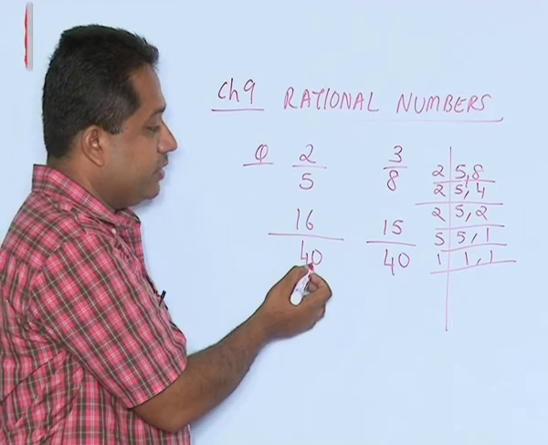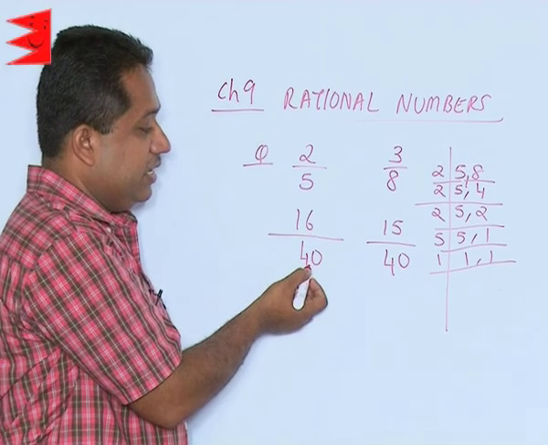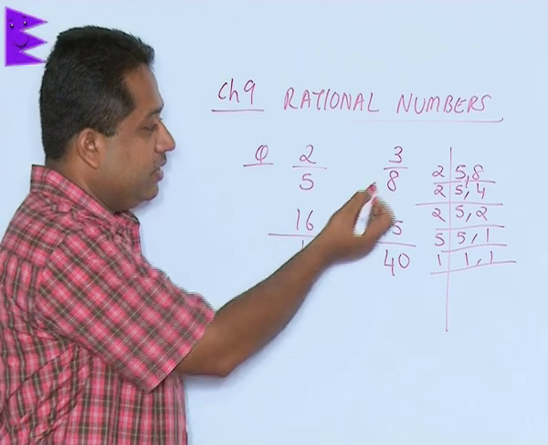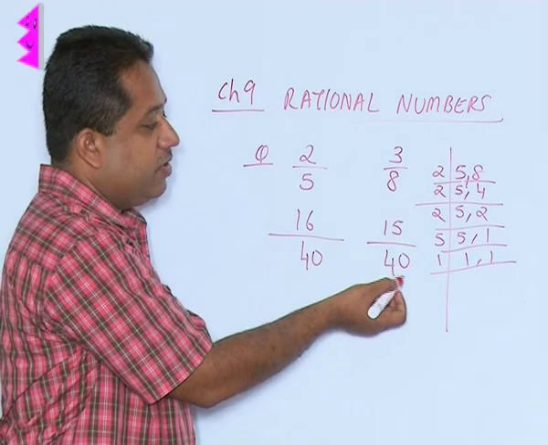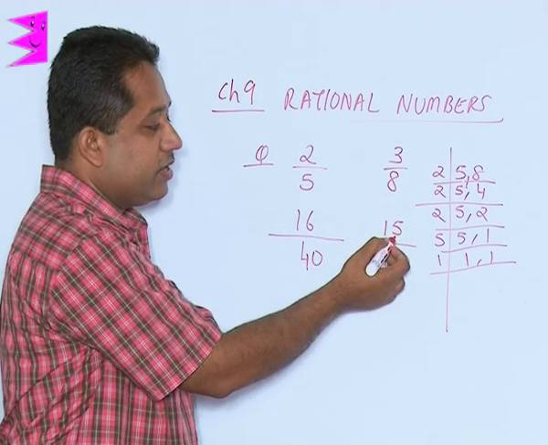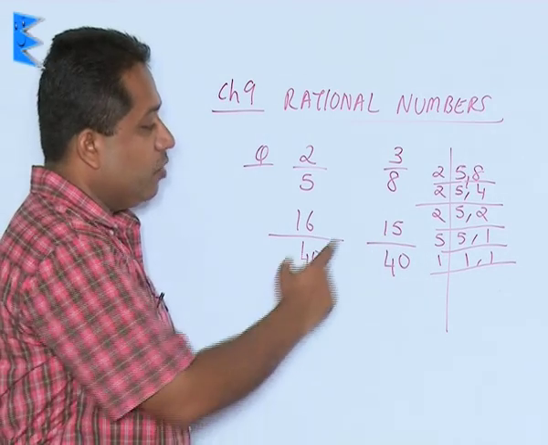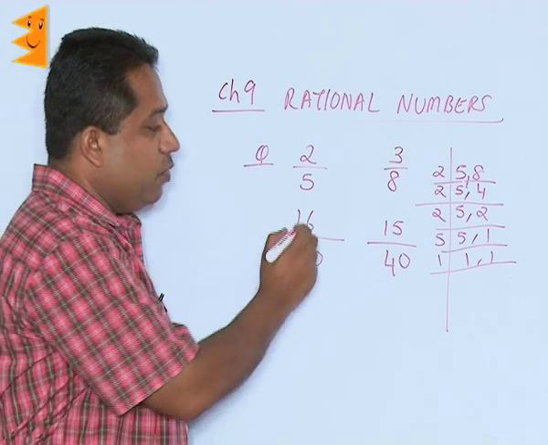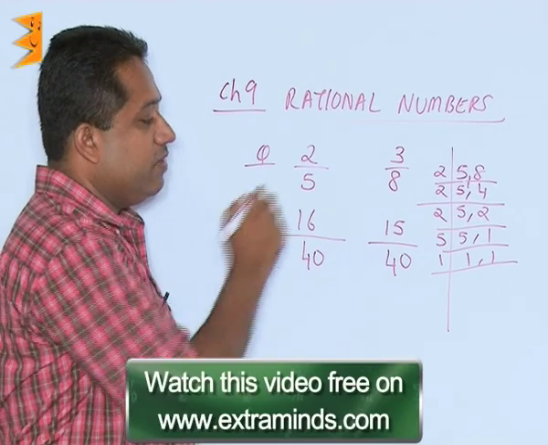First we had taken the LCM as 40, 5 is going 8 times, and we are multiplying that 8 with the numerator. So, we get 16 here. Here 8 goes 5 times and we are multiplying that 5 with the numerator, 5 into 3 is 15. Now, between 15 and 16 there are no whole numbers. So, at the moment we will not be able to find 5 numbers between them.